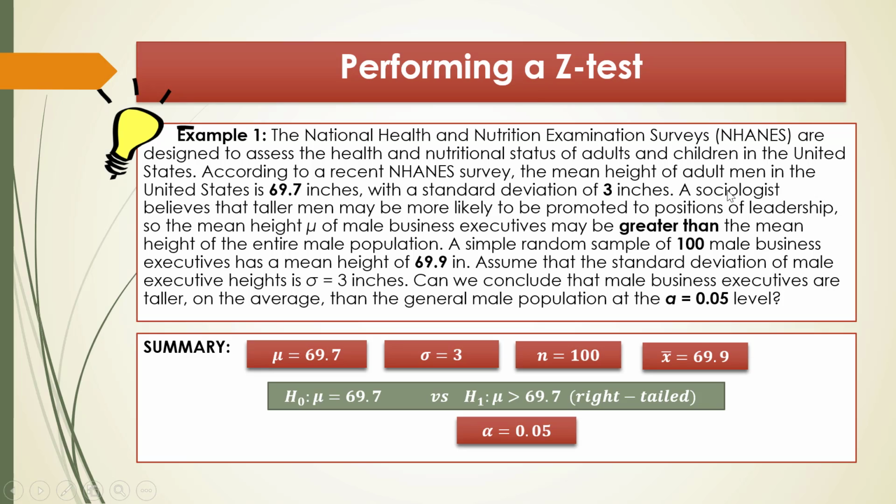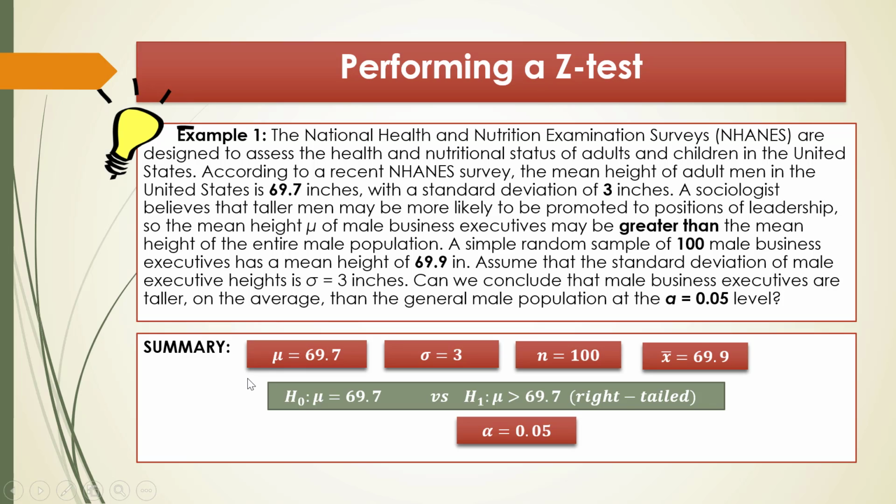Then a sociologist takes a sample of 100 male business executives. So this is the sample. The sample size n is equal to 100. And from the sample we have a mean height of 69.9. This value 69.9 is the sample mean. So we have x bar is 69.9.